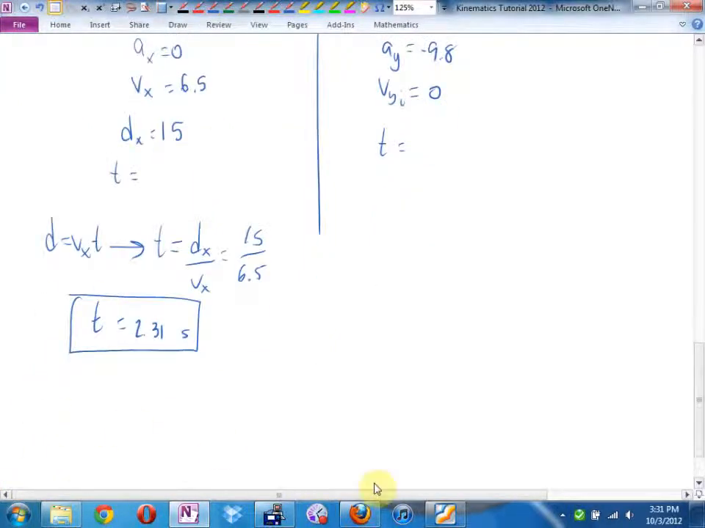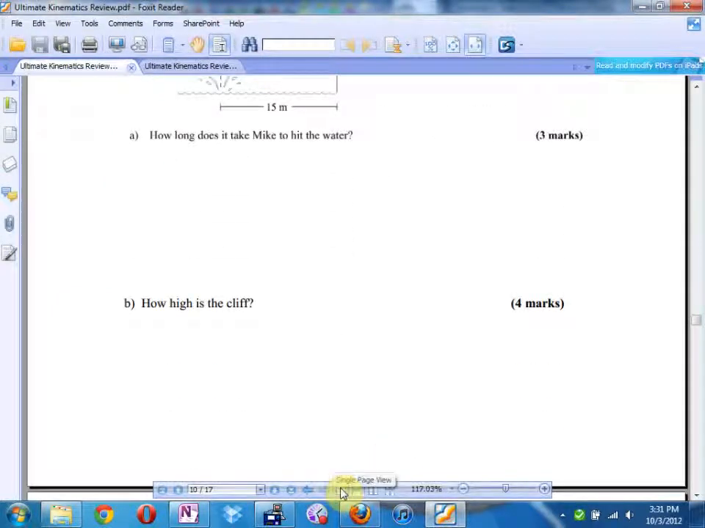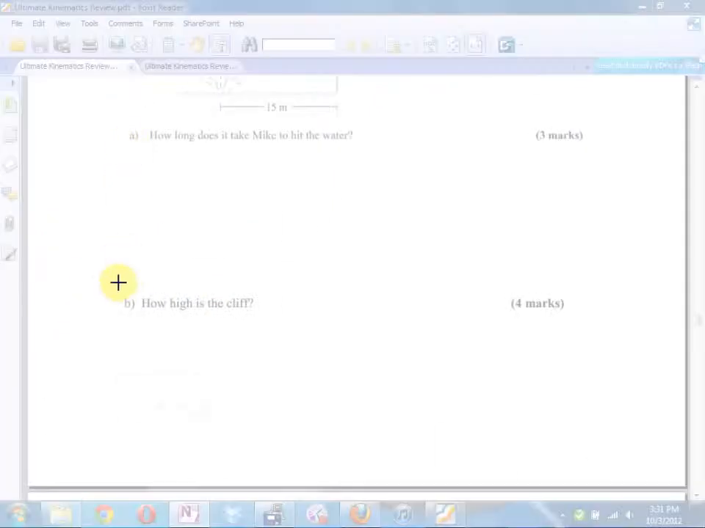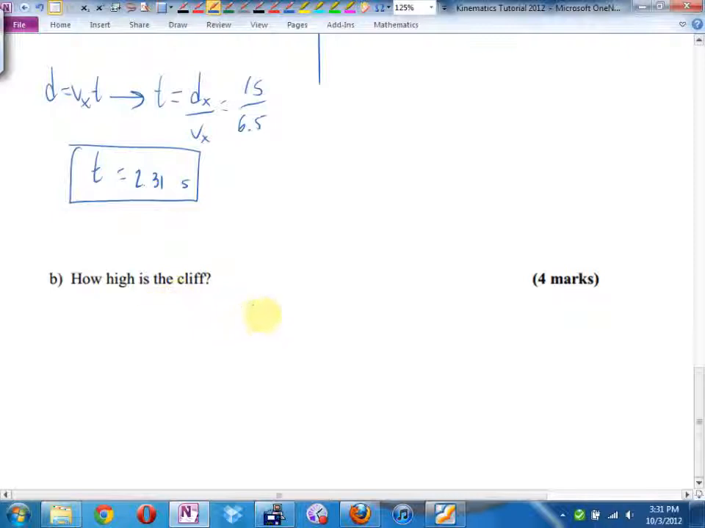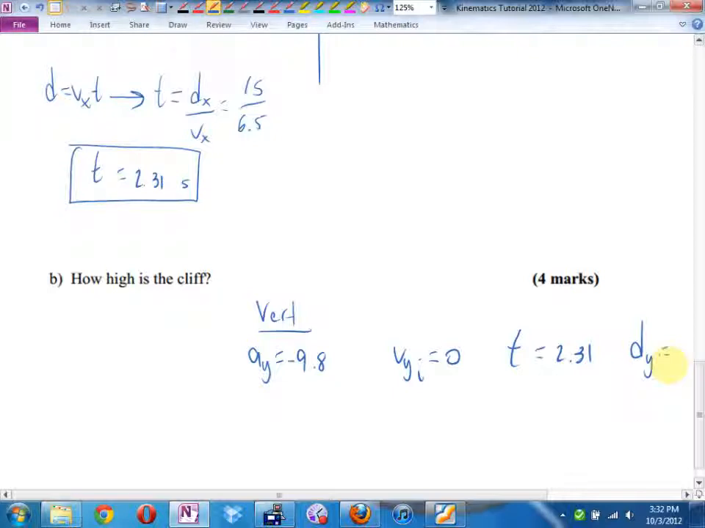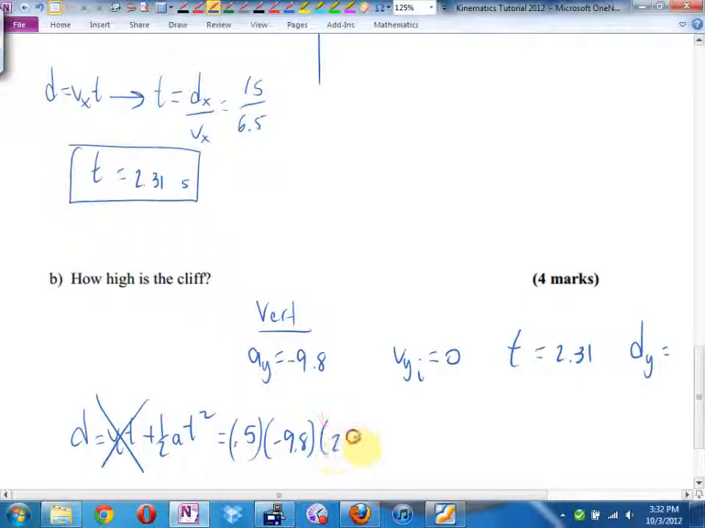What do they want in part B? How high? I'm willing to bet we're going to use T now in the vertical column and work our way backwards and find dy. I betcha. Let's see. So vertically, I already said AY was negative 9.8. I said that VY initial was 0. Oh, I know time, 2.31. They want that. Have I got an equation with A, VI, T, and D in it? Conveniently, that's going to vanish. It's going to be 0.5 times negative 9.8 times 2.31 squared.